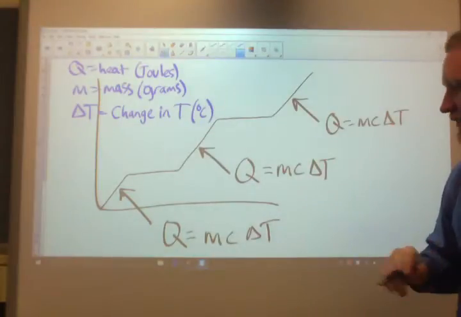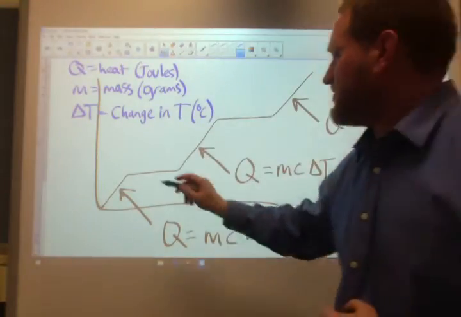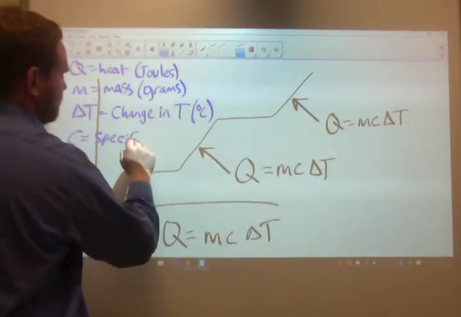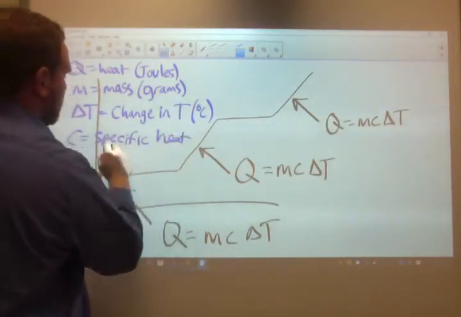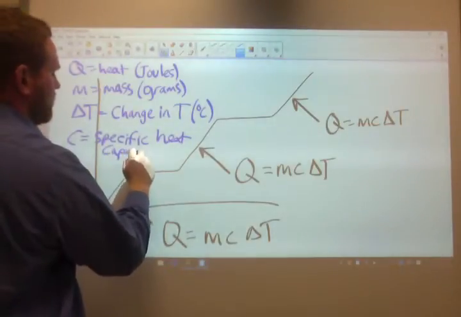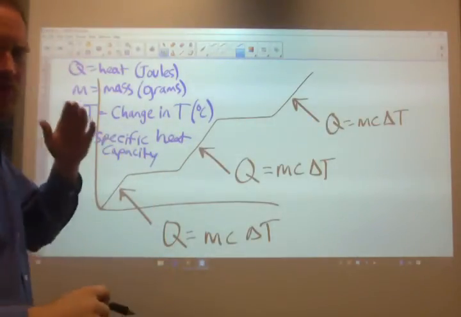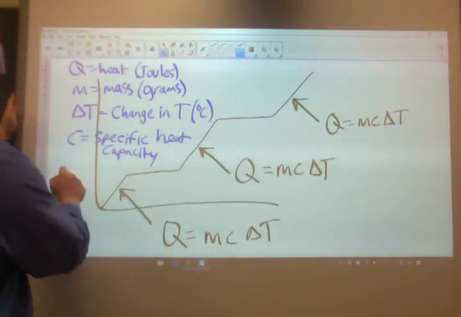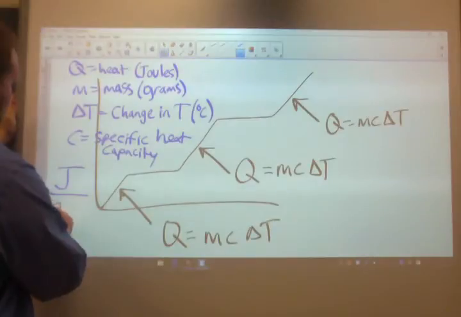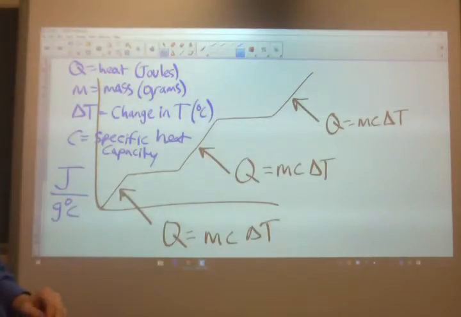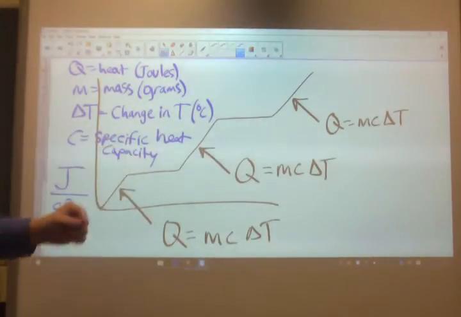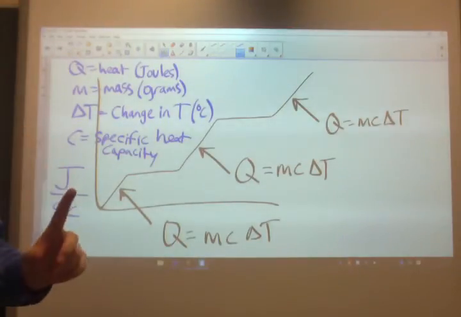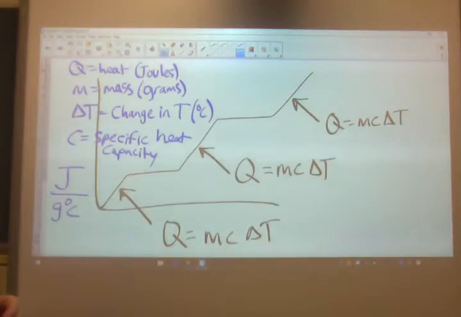Celsius. And finally, C. C is your specific heat capacity, which is sometimes just called specific heat. The unit for this is joules per gram degree Celsius. What this measures is how much energy it takes to raise 1 gram of a substance's temperature by 1 degree.